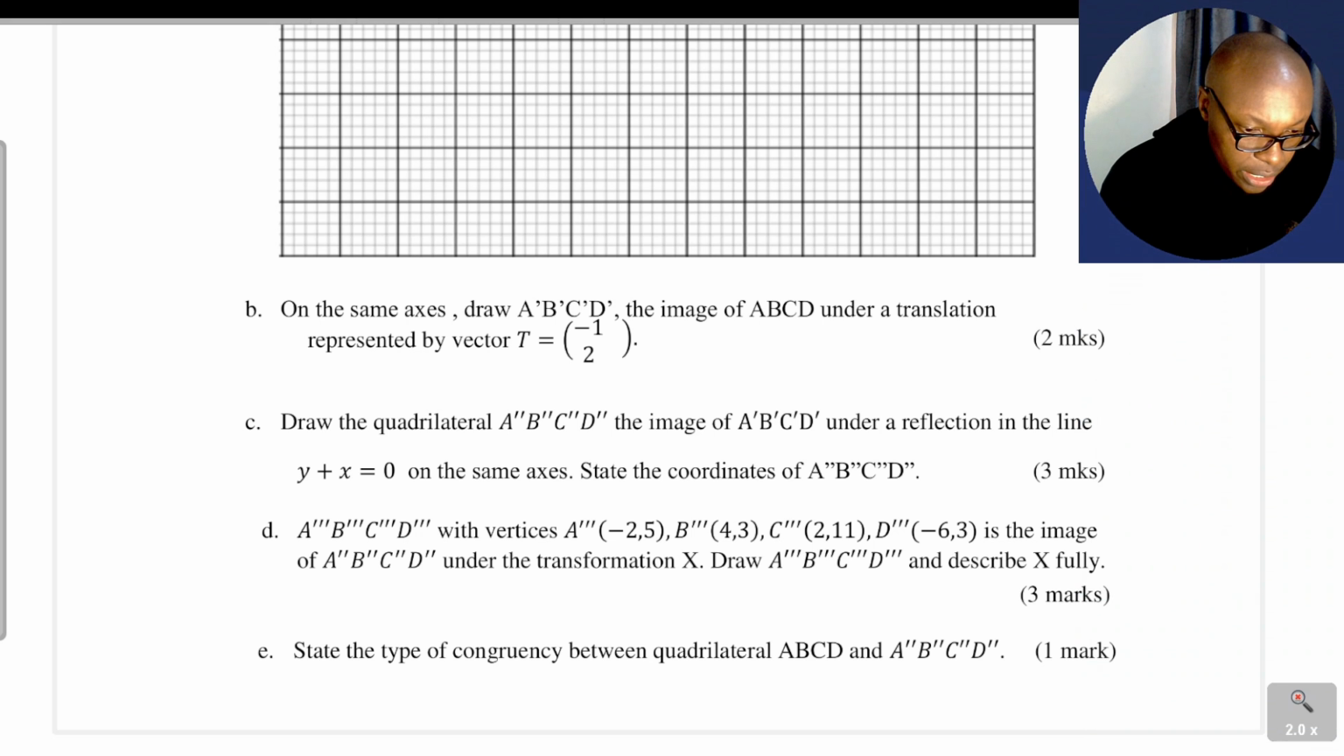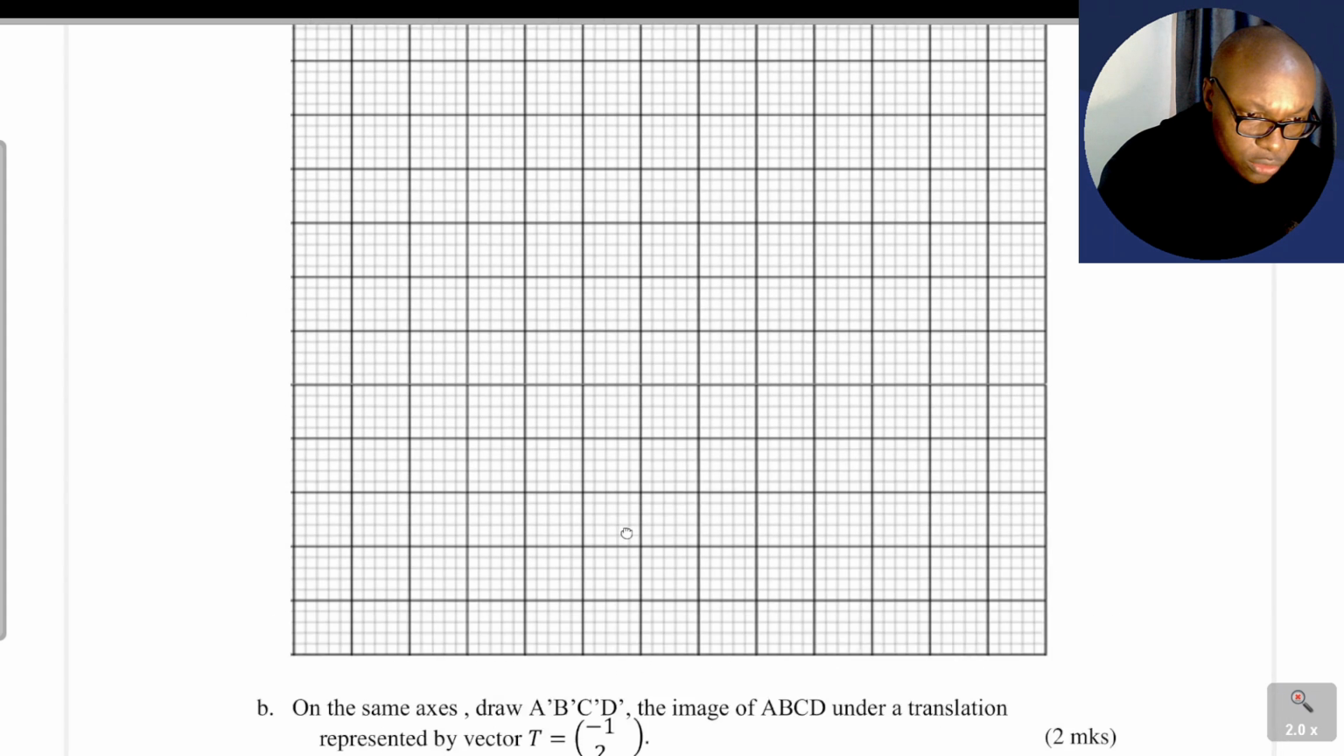Part D, A3, B3, C3, D3 with vertices given there. All the vertices of A3, B3, C3 and D3 are given, and that is the image of A2, B2, C2, D2 under the transformation X. Draw A3, B3, C3, D3 and describe X fully. Then the last question, state the type of congruency between quadrilateral ABCD and A2, B2, C2 and D2. So let's go to the first question.